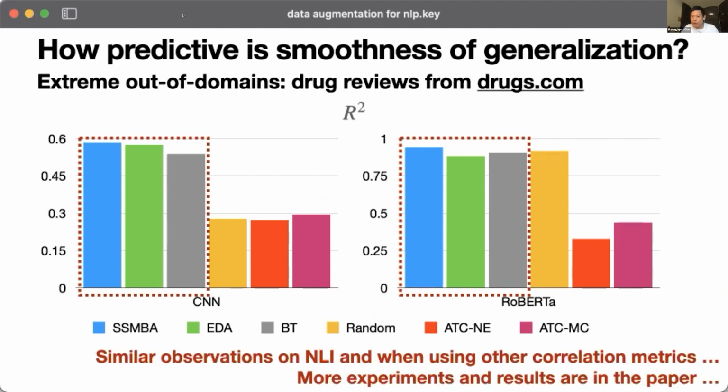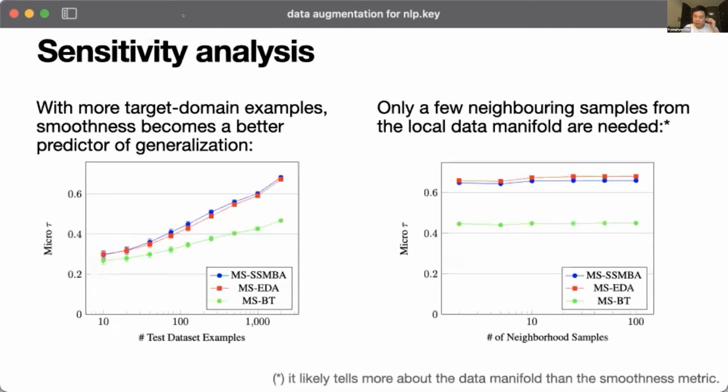And we could see that this actually works in the extreme out-of-domain case as well. We looked at the drug reviews from drugs.com, and we could still sort all these classifiers according to their generalization accuracy. We made a lot of similar observations on natural language inference as well as other data sets, and there are more experiments and results in the paper. However, this paper is still not on arXiv, so if you drop me an email, I'll be happy to share the manuscript with you.